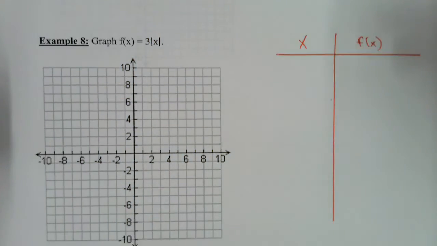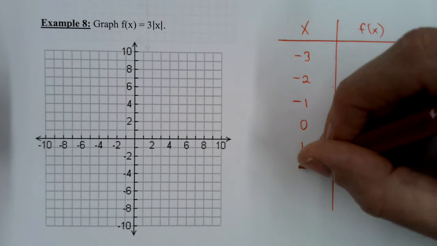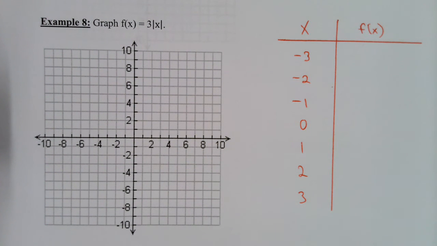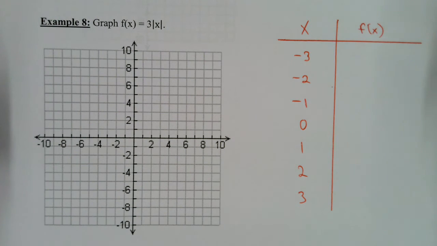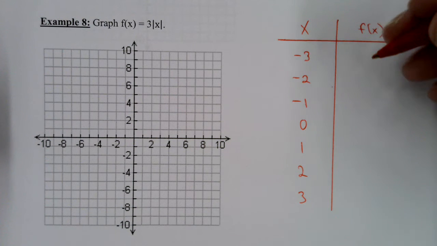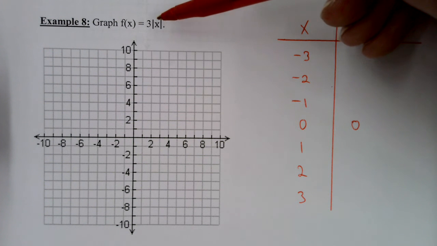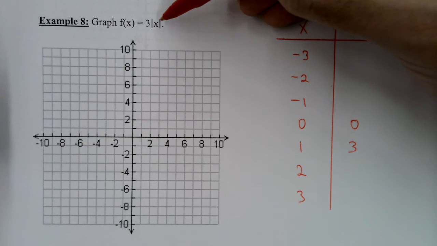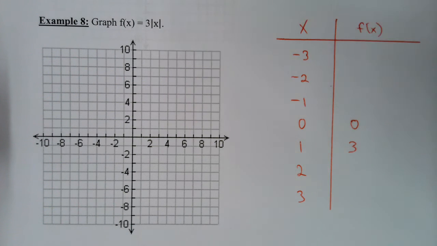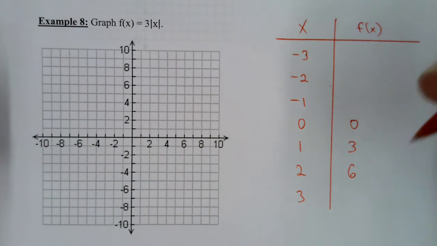Okay, so for x values, I'll do negative 3, negative 2, negative 1, 0, 1, 2, 3. That's good. Let's try to do the easy ones first. When x is 0, what is 3 times the absolute value of 0? The absolute value of 0 is 0, times 3 is 0. When x is 1, the absolute value of 1 is 1, times 3 is 3. When x is 2, the absolute value of 2 is 2, times 3 equals 6. The absolute value of 3 is 3, times 3 equals 9.